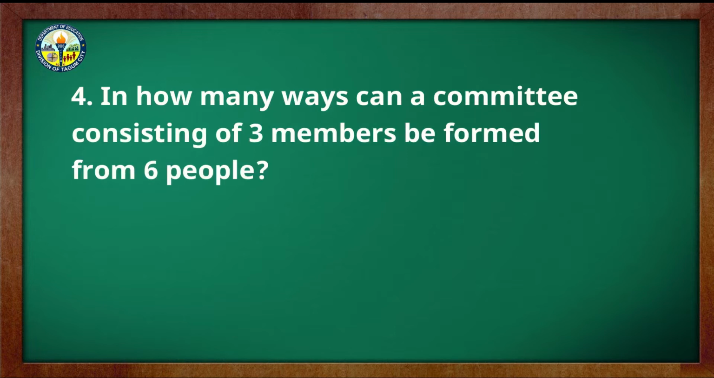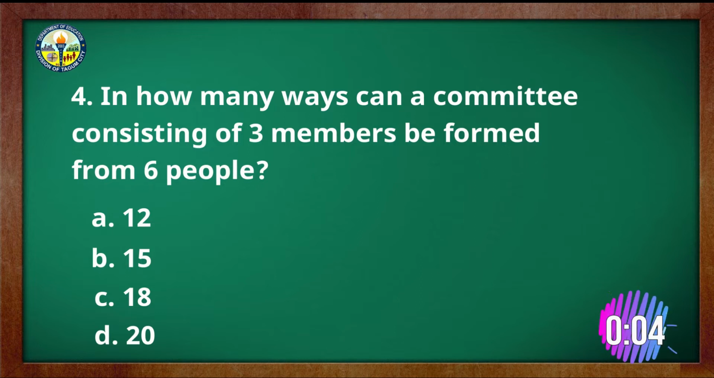Number 4. In how many ways can a committee consisting of 3 members be formed from 6 people? Letter A, 12. B, 15. C, 18. Or letter D, 20. Your time starts now. The answer is letter D, 20.